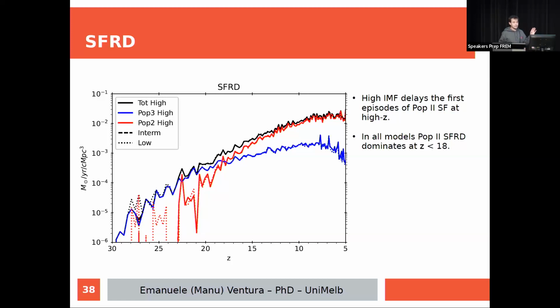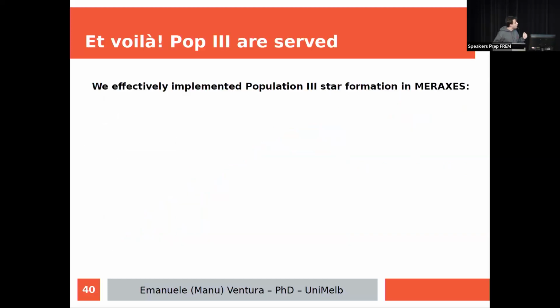Once again, this is a signature of the mechanical feedback of the supernovae, because if we have more massive stars, we have more supernovae, and more gas is ejected. Once a galaxy expels all this gas because of the supernovae, it will take a bit of time to recover the gas and to have a second episode of star formation, which will be a POP2 star formation. Okay, so I'm going to wrap up.